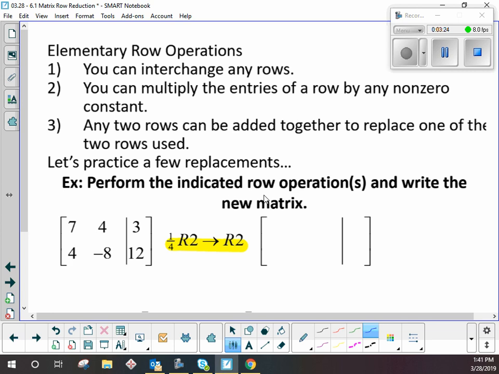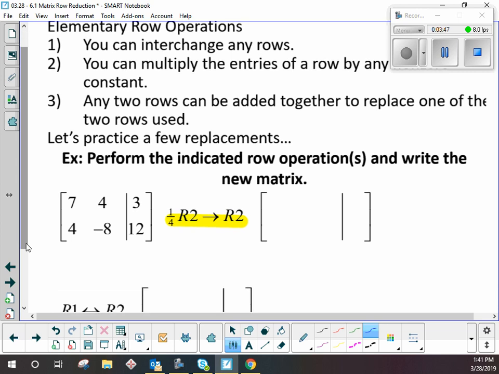What do you think this right here is telling me to do? Multiply row 2 by 1/4. What do you think this arrow is telling me to do? What do you think? Equals. It'll be the new row 2. All right, so let's go over that one more time. We're going to take 1/4 of everything in row 2, and that will become our new row 2. And that's what this space right here is to do, is to write that new modified matrix.